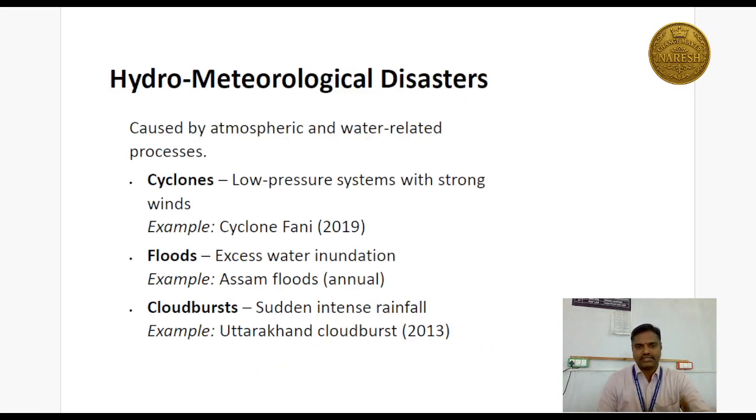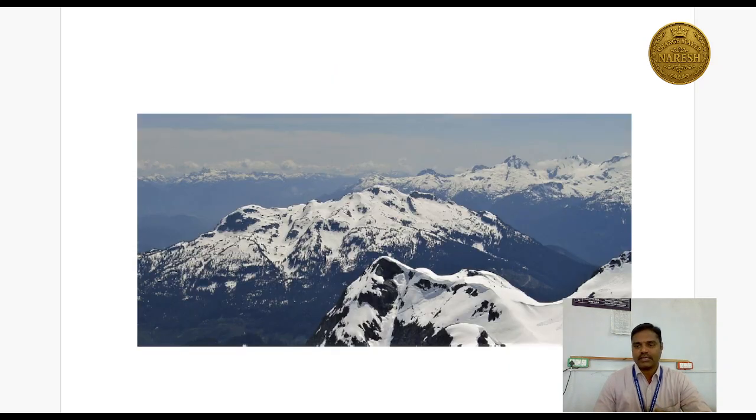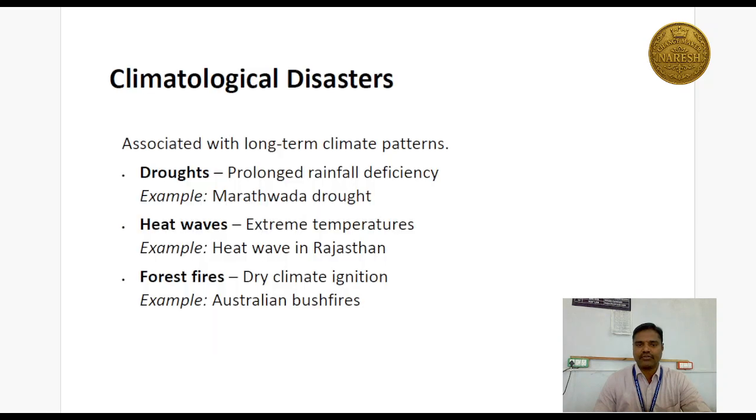And these are the cyclones, low pressure systems with strong winds, like Cyclone Fani, which occurred in 2019. The floods, excess water inundation, like the Assam floods which we face annually. The cloudburst occurred very popularly in Uttarakhand in 2013, causing very massive damage. A sudden intense rainfall is called a cloudburst. And these are the floods that happened to the villages, and we can see these kinds of photographs.